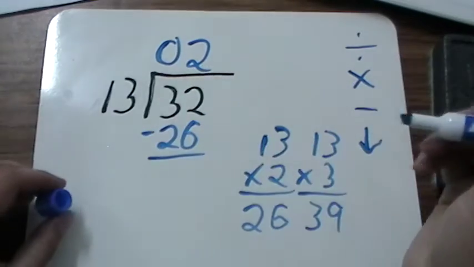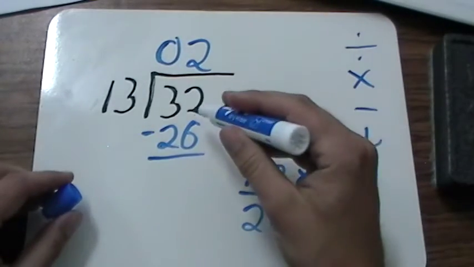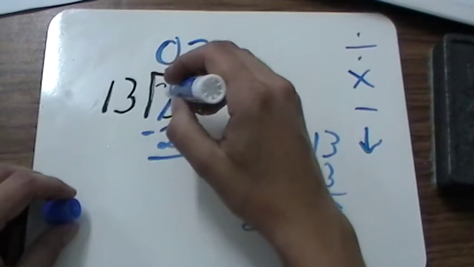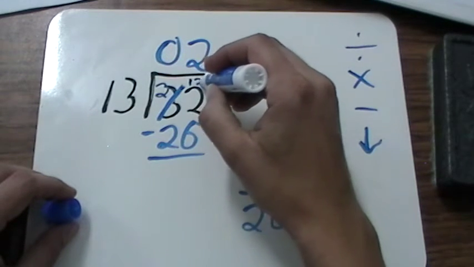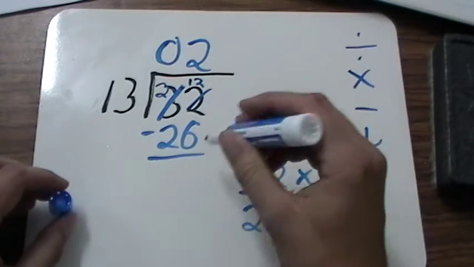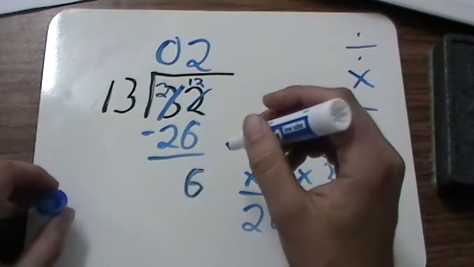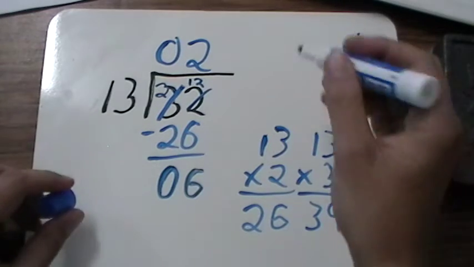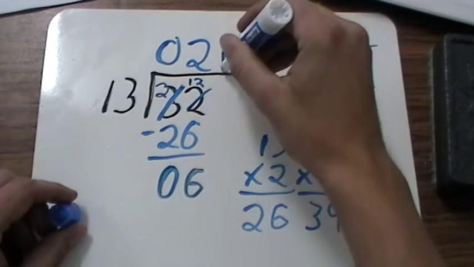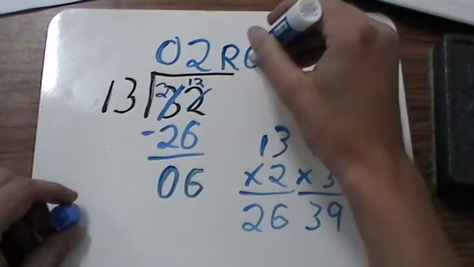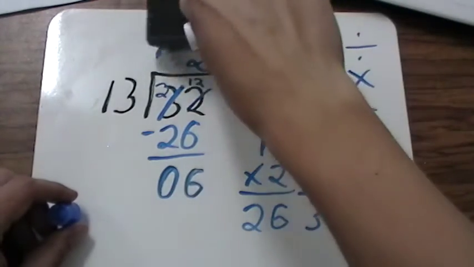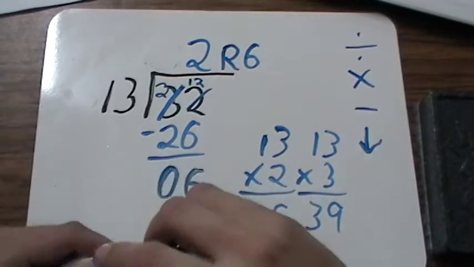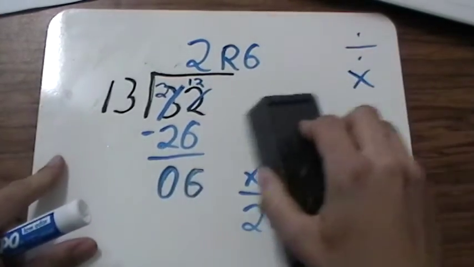Divide, multiply, subtract. 2 subtract 6, can't do that. Borrow, this becomes a 2. This becomes a 12. 12 subtract 6 is 6. 2 subtract 2 is nothing. So what do I get as my answer? I got 2, and I have 6 left over, so I say remainder 6. 2 remainder 6.